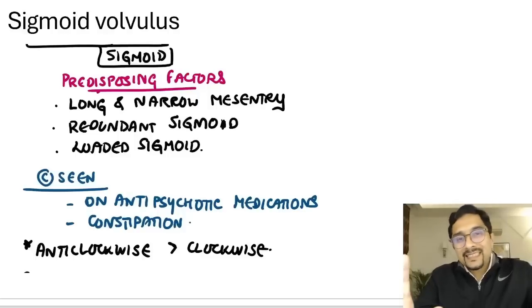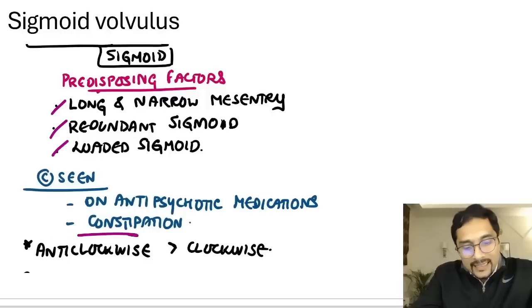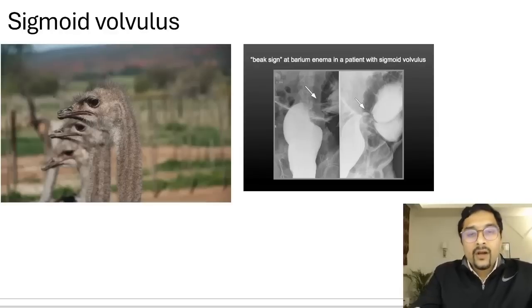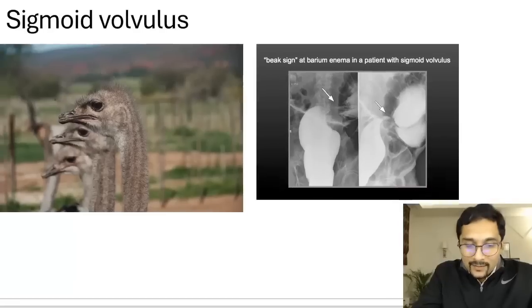In these patients, sigmoid volvulus usually occurs because of a long and narrow mesentery, a redundant sigmoid and a loaded sigmoid. Anti-clockwise rotation is more common, and this is common in patients who are on antipsychotic medications. Also, if you do a barium enema in these patients, you can get a bird's beak sign, right?